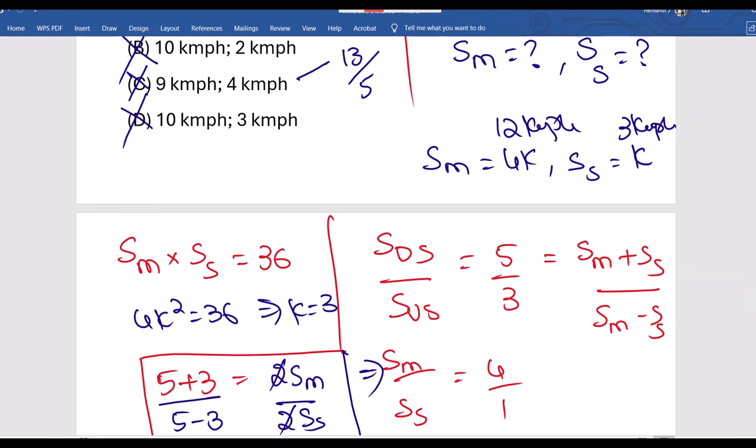But when options are there, you can directly attack. So then why this method? They may ask you only SM. They may ask only one of them. If both are there, you can put them in the question and verify. If they ask only SS, or only the speed of the man, you cannot verify with the options. You need some method. See this. Are you understanding why 5 by 3 becomes 4 by 1? 5 by 3 is SM plus SS divided by SM minus SS. Using componendo and dividendo, it becomes 4 by 1.